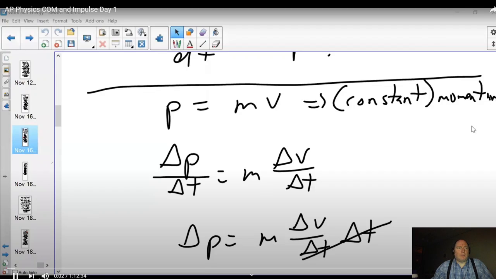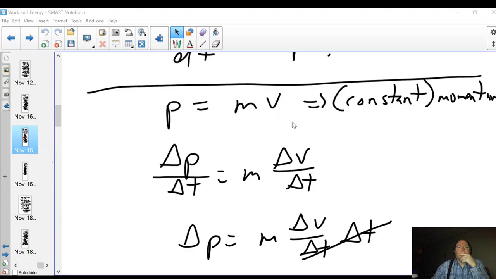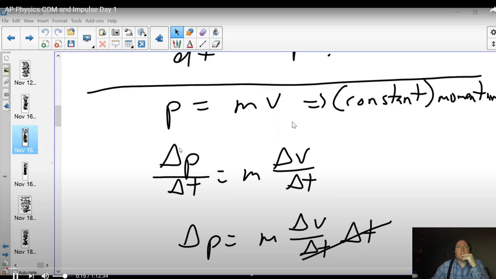Okay, so last time we talked about the concept of momentum, which involves the multiplication of a mass times its constant velocity. Mass times velocity is momentum, or you say constant momentum because it's a constant speed.